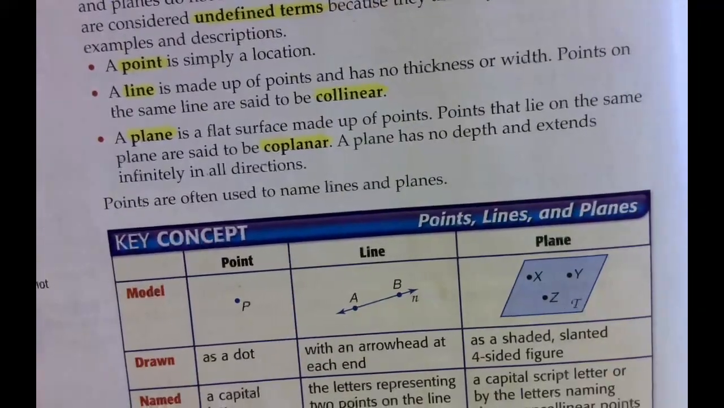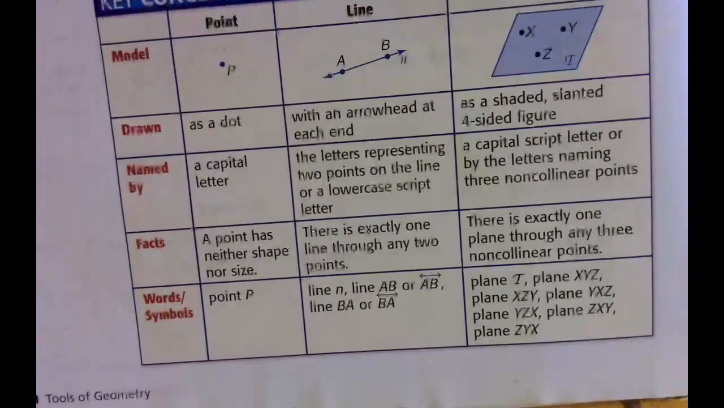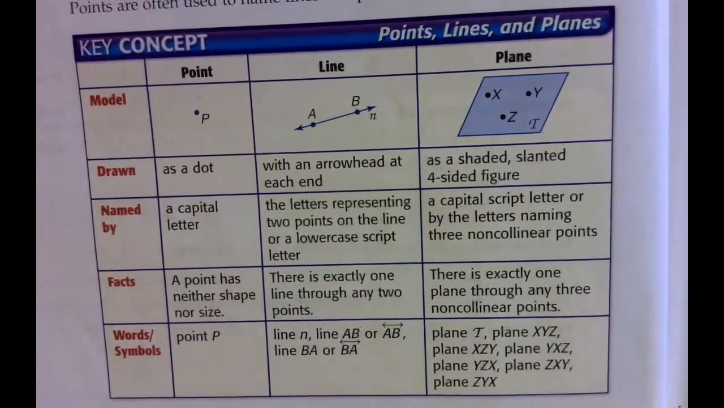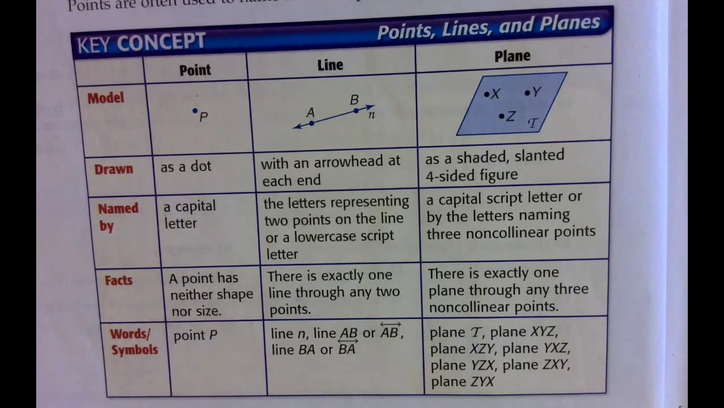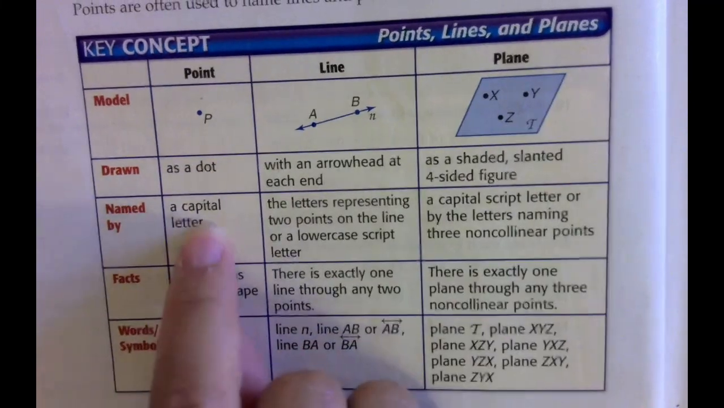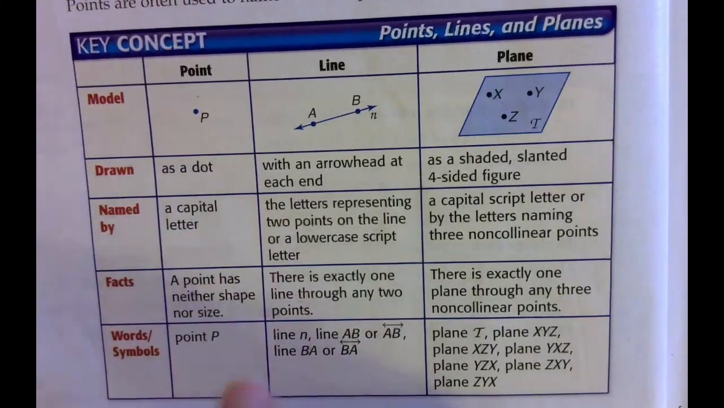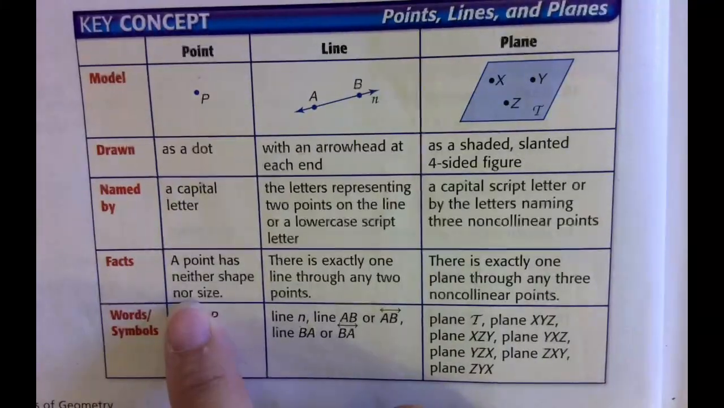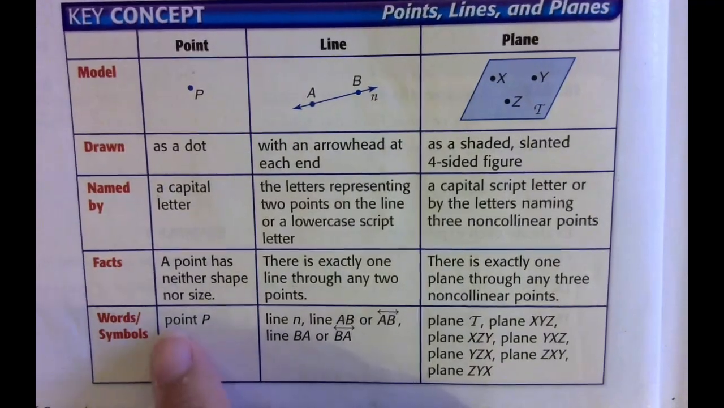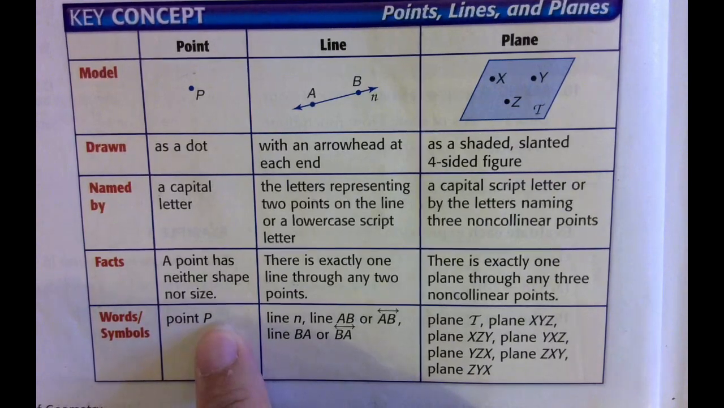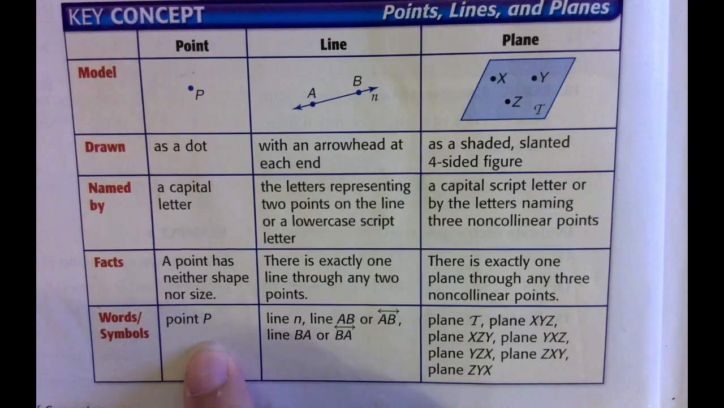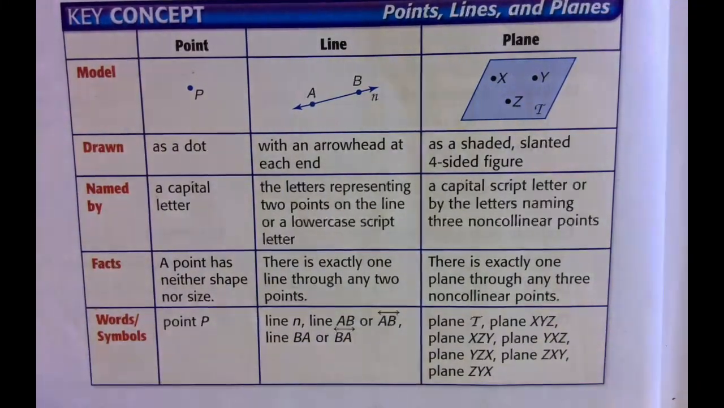We use our points to name our lines and planes. Here are some descriptions of how we draw them and how we name them. A point is represented by a dot. We name it using a capital letter. We consider it as having neither shape nor size, and when we write it out, we write the word point and then which letter it is. I've also seen people abbreviate it as PT dot and then the name. That is fine as well.